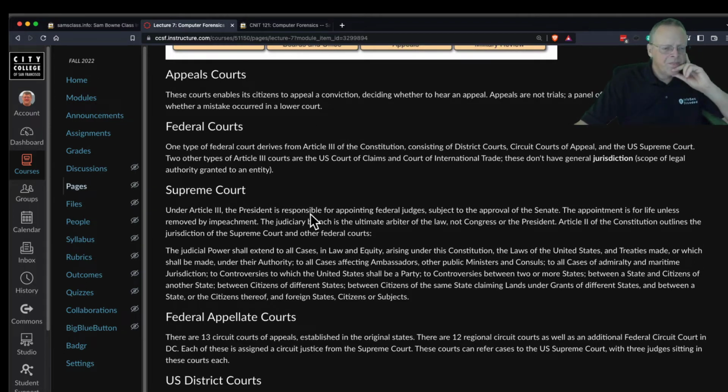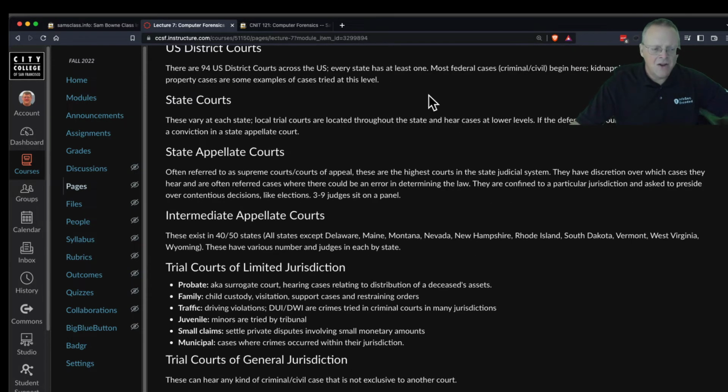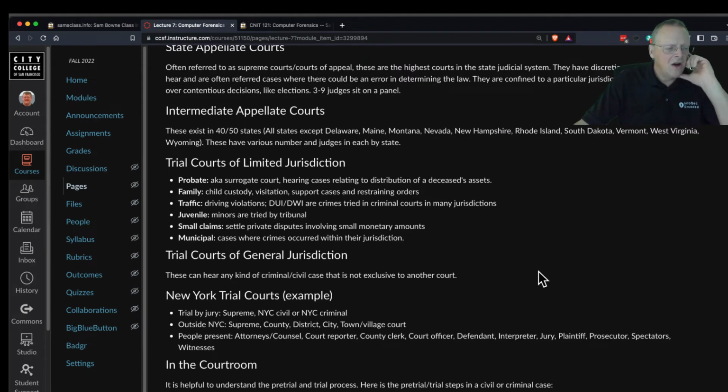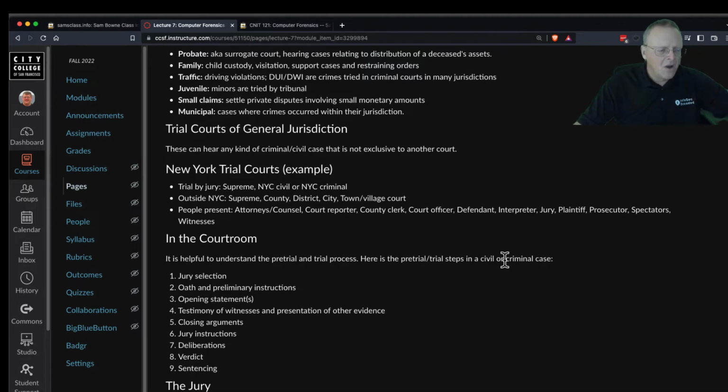All right, the federal courts, and we talk about the Supreme Court and federal appellate courts and all these things. I don't think it's necessary to know all the details of these. All right, and here are some things you'll see, like family court for child custody, and traffic and juvenile and probate. There are a lot of these different areas. All right, New York, and there are districts all over the place with district courts, like two of them in New York City, and so on.